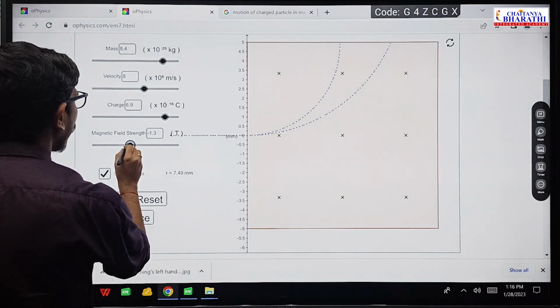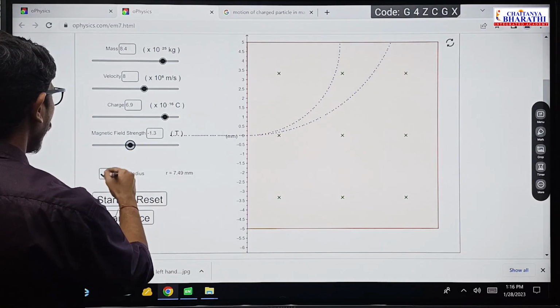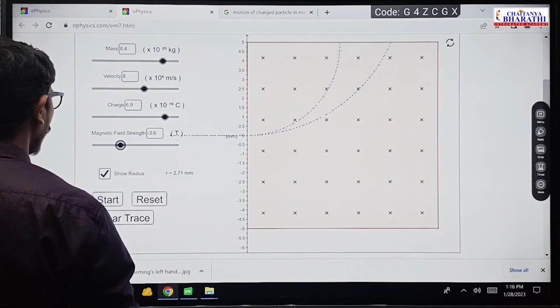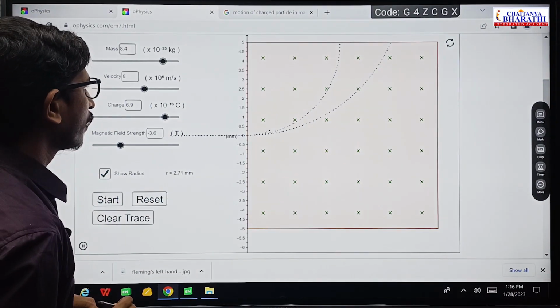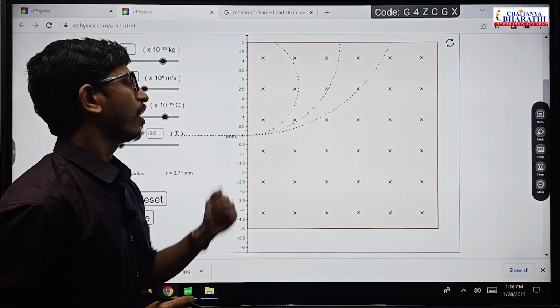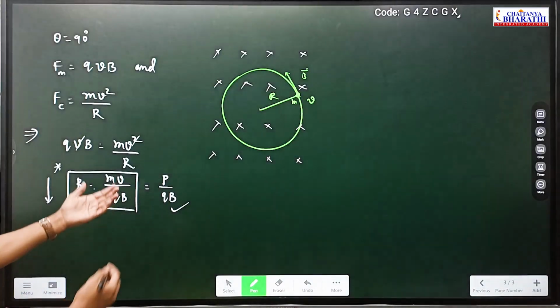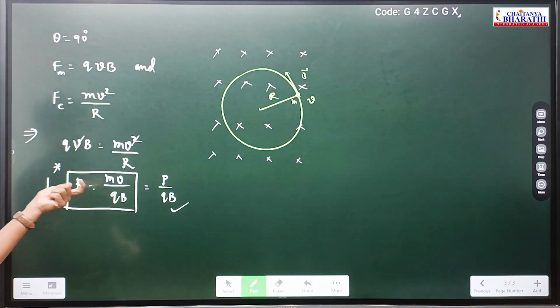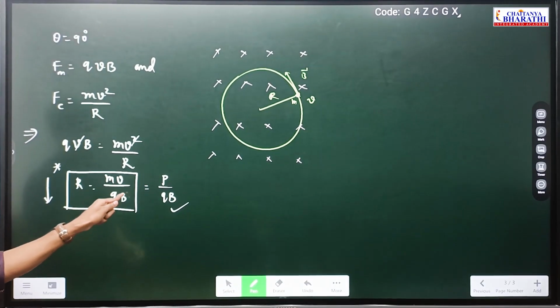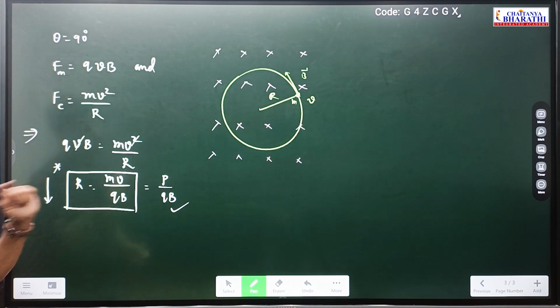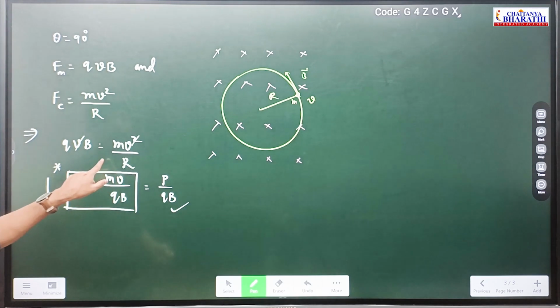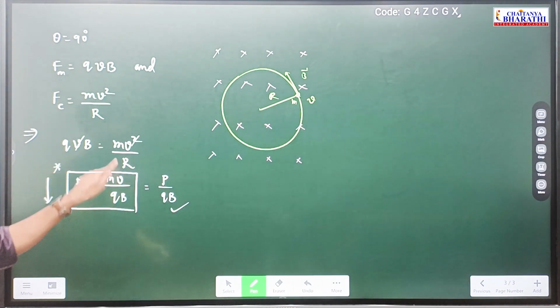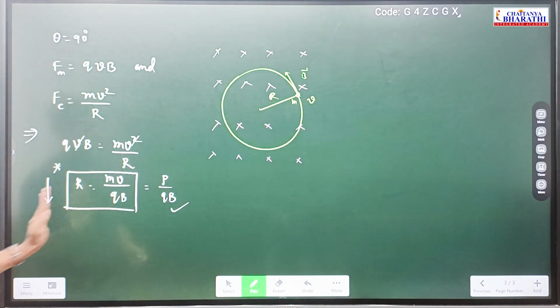If I increase the magnetic field, what will happen? Just understand this. The radius is decreased. You can understand this very carefully: as it is inversely proportional, if you increase the charge or if you increase the magnetic field, the radius will decrease. Similarly, if you increase the mass and if you increase the speed, the radius will increase.